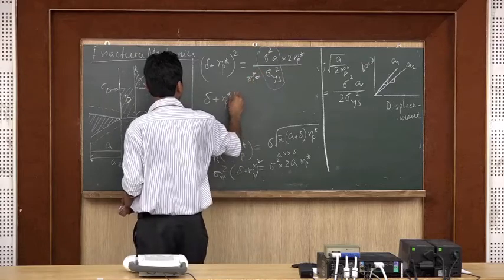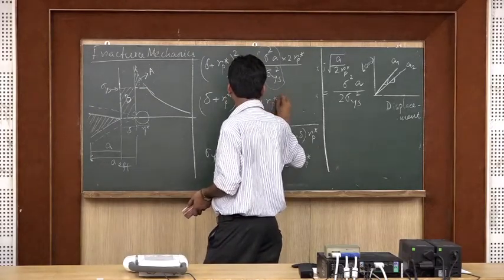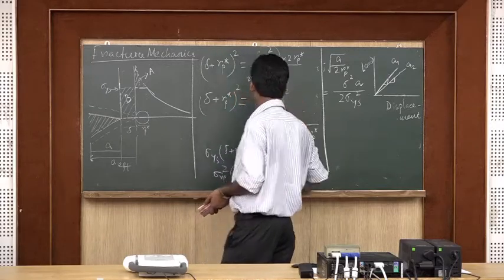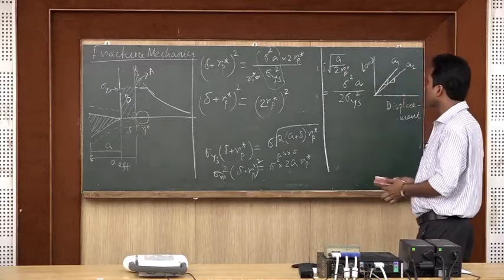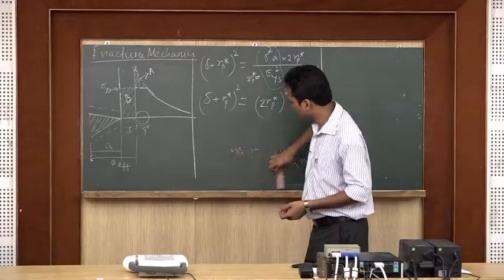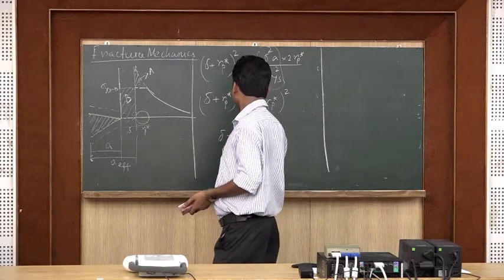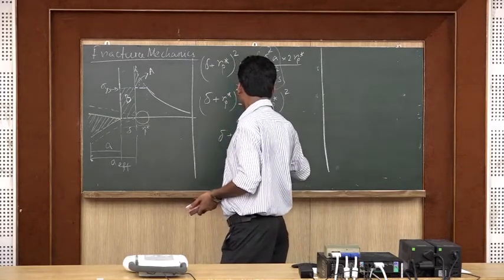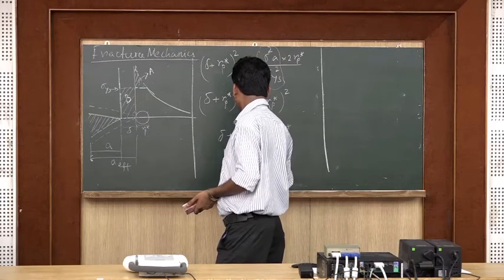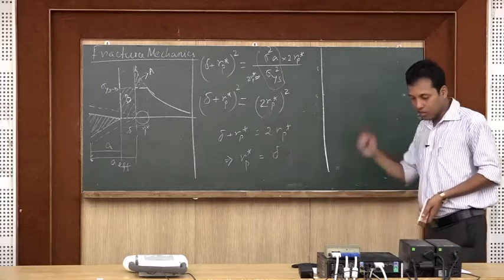Plus rp star whole square equals actually 4 rp star square, that means 2 rp star whole square. Therefore, delta plus rp star equals 2 rp star, so rp star equals delta.